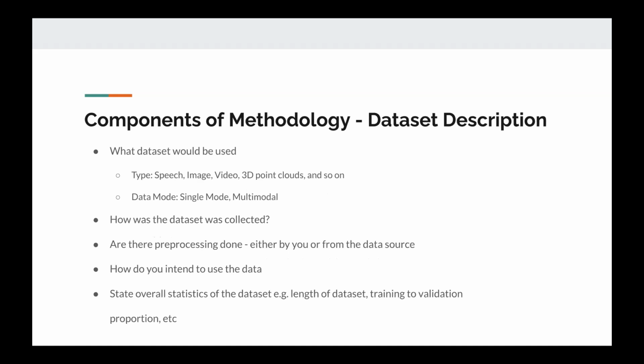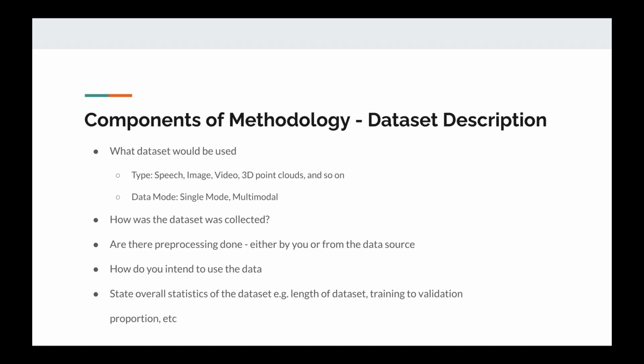And then on the methodology also, you want to talk about the data you're working with. So if you're working with, say, speech data, you want to talk about the type of the data. In that case, it will be speech data, image data, or maybe 3D point cloud data if you're working with 3D images. And then you also want to talk about what kind of mode it is. Are you combining multiple modes of data, or is it just a single mode?